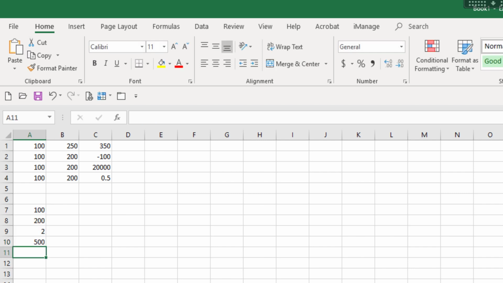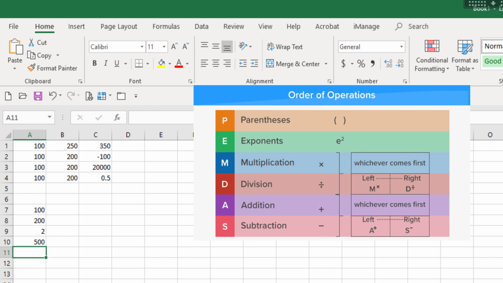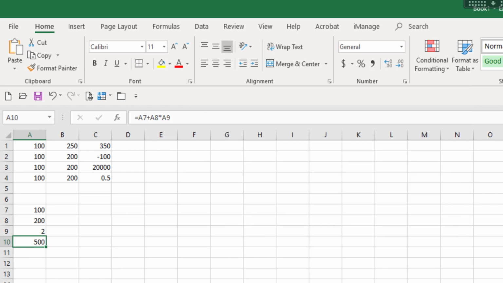Because the order of operations states that multiplication comes before addition, and therefore it multiplied 200 by 2 first, then added that to the 100. If I wish to override that, I can use parentheses, and I can edit this formula by going to my formula bar and inserting the parentheses. Once I press enter, the new result is displayed.